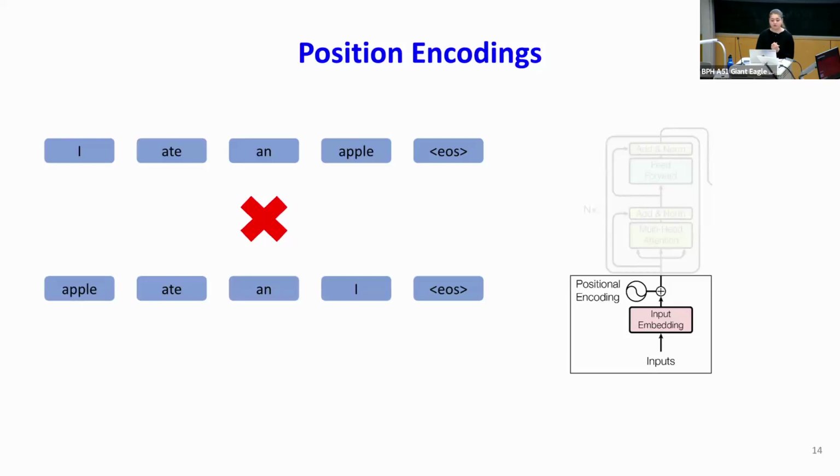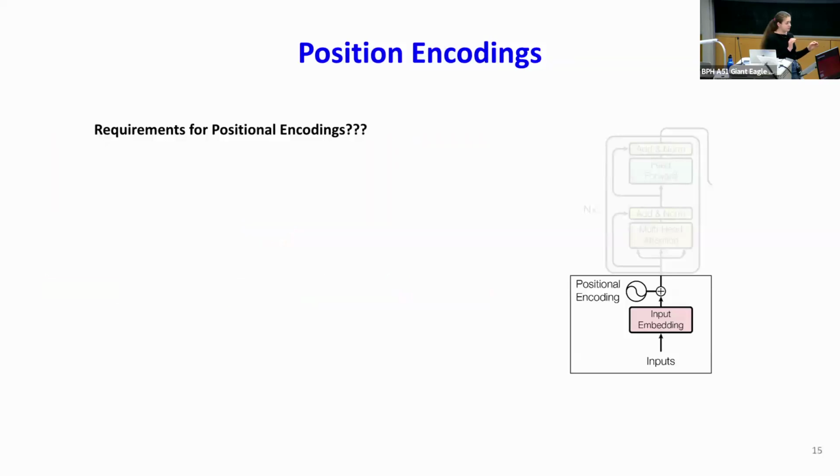So we need to do something with our word embeddings to make sure that we also incorporate the relative position of the word in a sentence. And there are multiple ways of doing this. And so what the authors of the original paper were thinking, there are multiple ways of doing this.